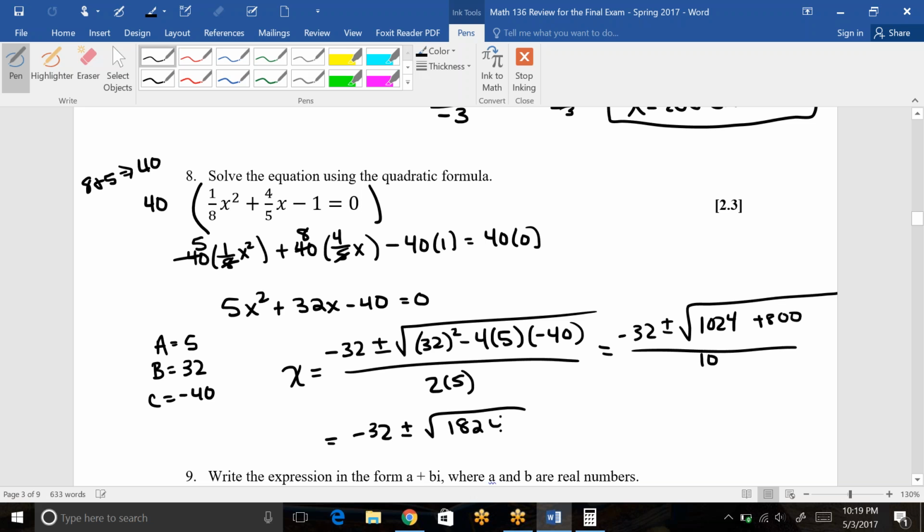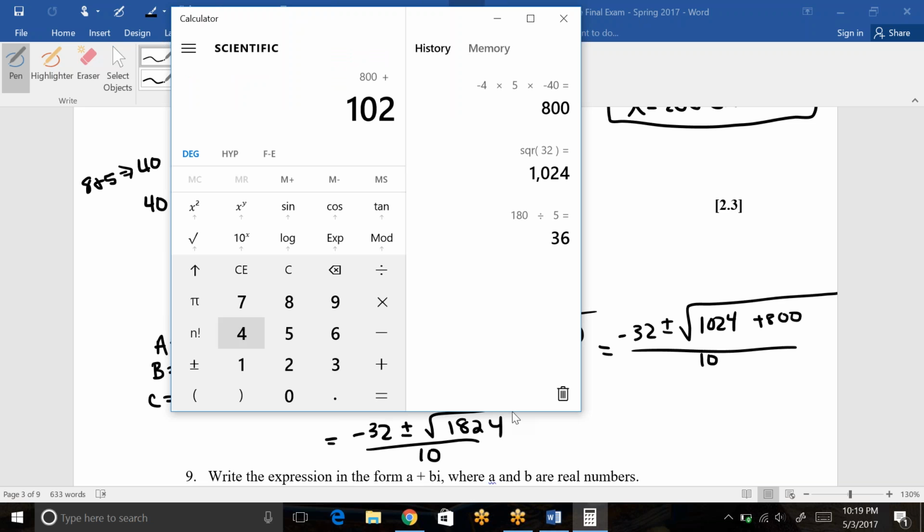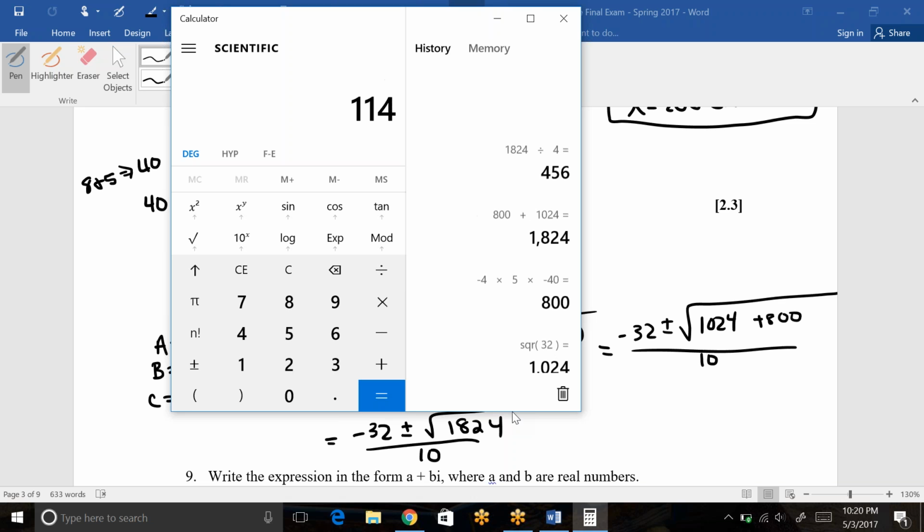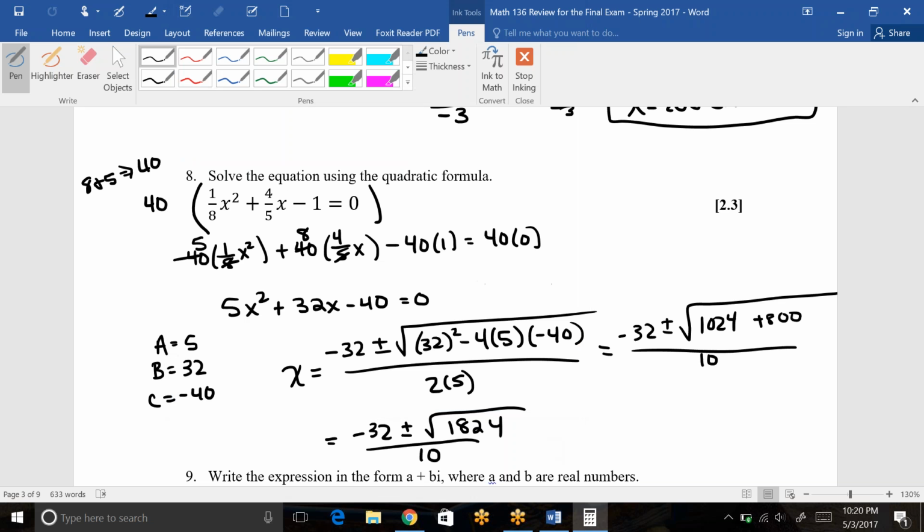That's 1824. And we need to check to see if 1824 has any perfect squares that go into it. So let's divide it by 4. That would be 456. Could there be something bigger? 1824 divided by 16 possibly. And that would be 114. So that looks like a better option. So 16 times 114 equals 1824. So the square root of 16 is 4. And then 114 does not have any perfect squares that go into it.